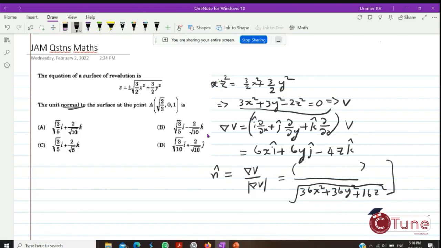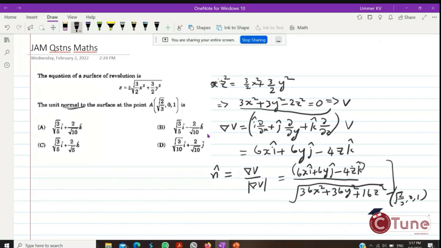That is square root 2 by 3. That is for the x value 2 by 3, y value 0, z value 1. So just substitute here. In the numerator, it will be 6x i cap plus 6y j cap minus 4z k cap, right? So we want to substitute these values at (2/3, 0, 1). So substitute all these x, y, z values.